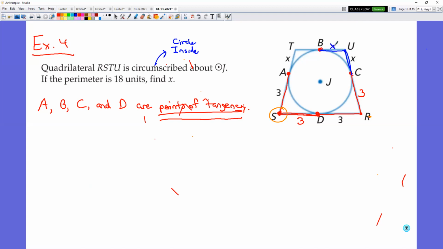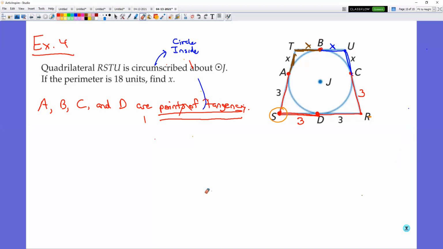And then finally, we come over here to T, and notice that T again is an endpoint that's shared with this segment TB, which is a tangent, and with TA. And since TA is X, that means that T to B has to also be X. So now we have more information on this picture.